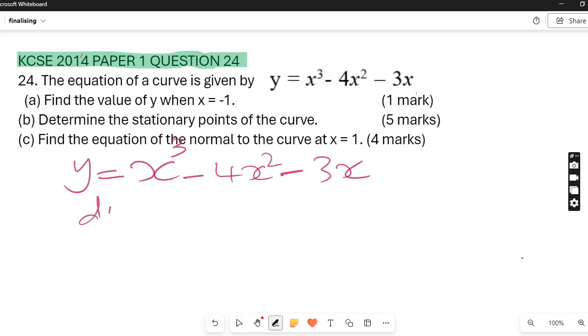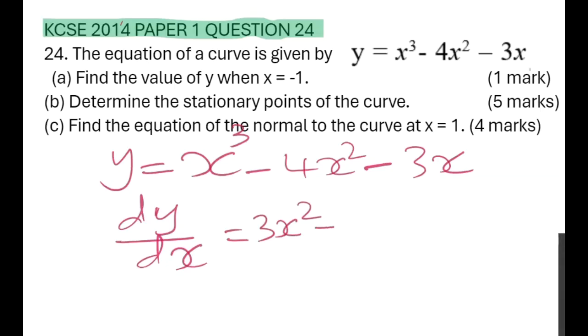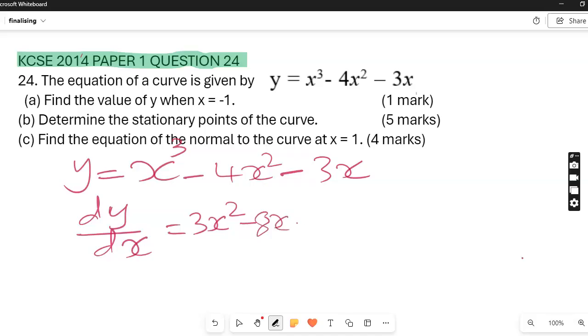So dy over dx we are going to have as 3x squared minus 8x minus 3. That is the derivative. After that, we need to know the gradient at x equals 1. So at x equals 1, our gradient function will be the dy over dx.